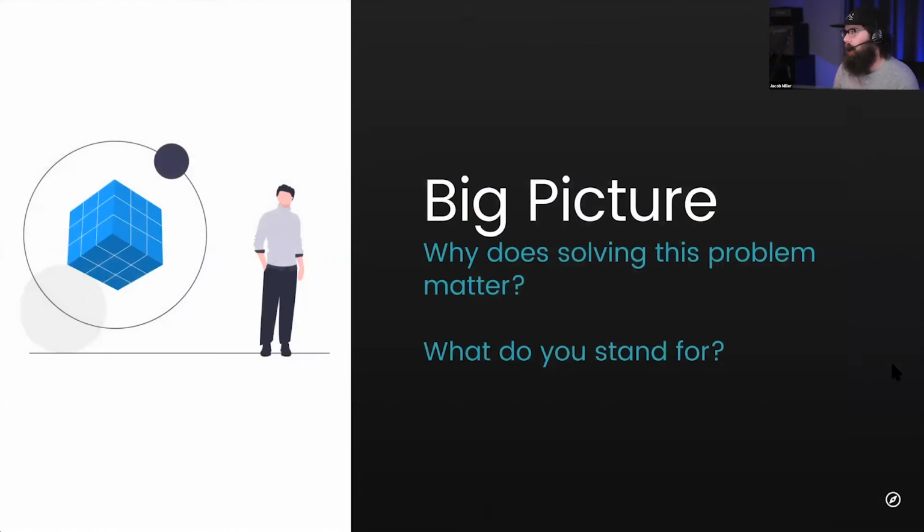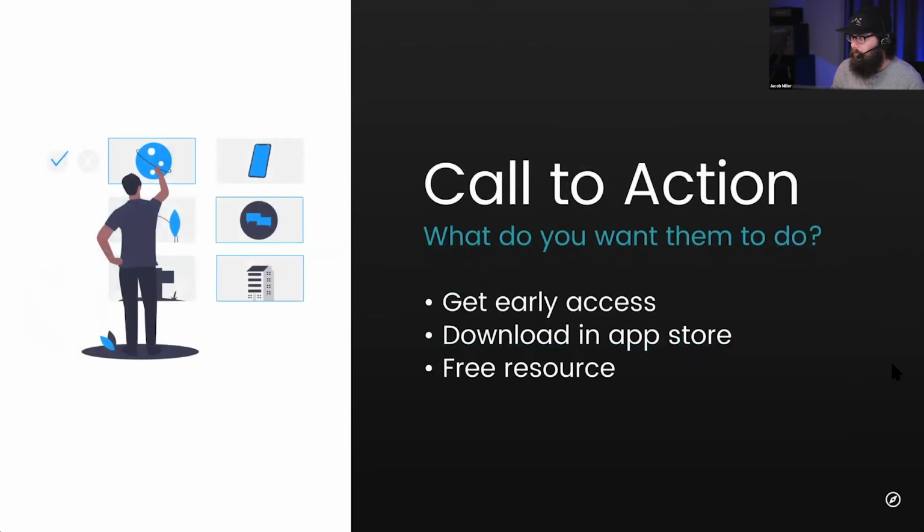Something else that you can add is big picture stuff. Why does solving this problem matter? Maybe your product impacts the environment. Maybe your product impacts mental health. Think about what your product stands for, and how it helps make a difference. It's another way to gain trust with people. It's another authority building piece.